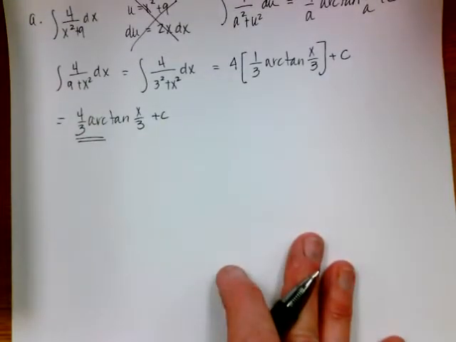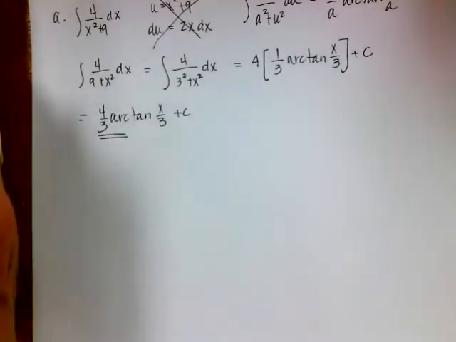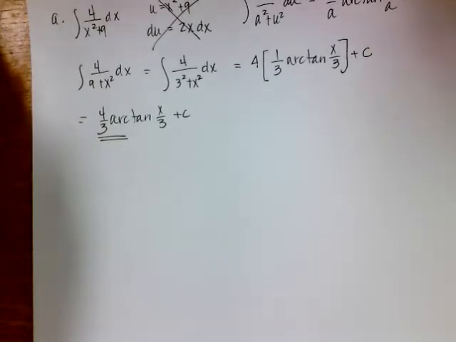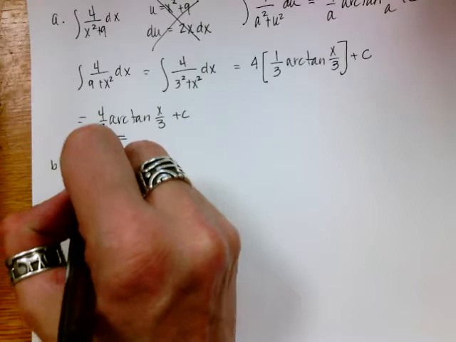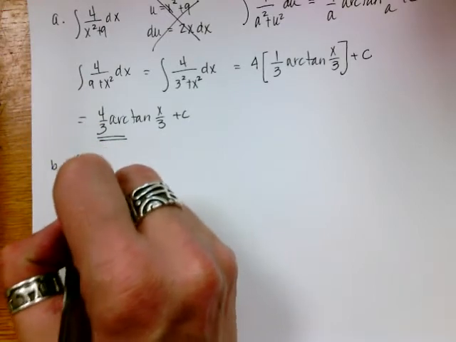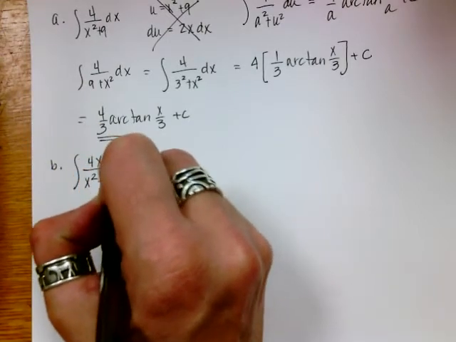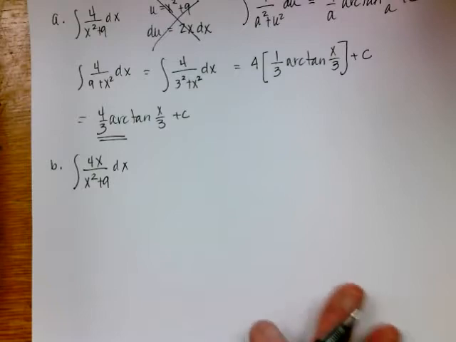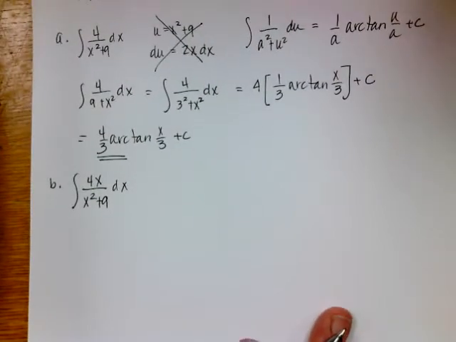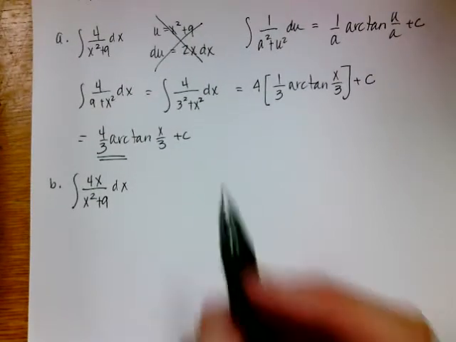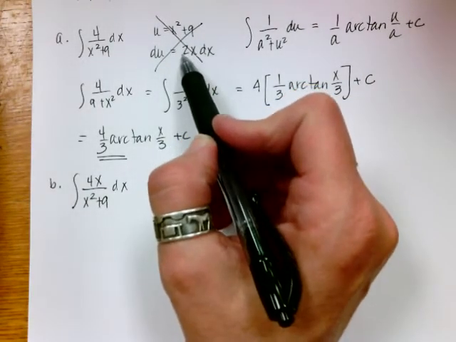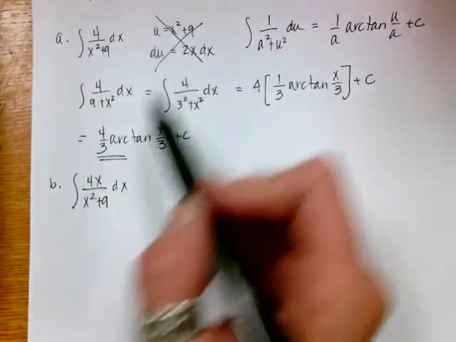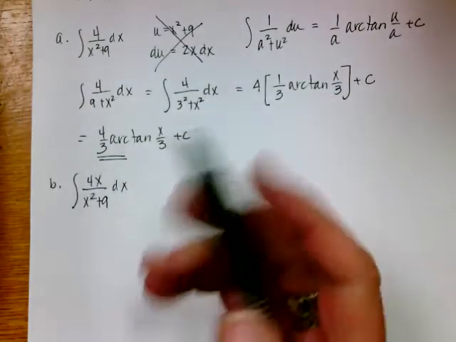So now let's look at b. Notice that the only thing that's different is my numerator has changed a little bit. So let's go back and look at the work that we already did. We started with letting u equal x squared plus 9, and then my du was 2x dx. That's almost what I have.